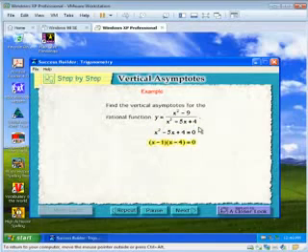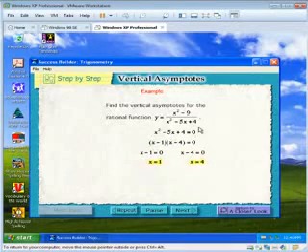To solve this equation, we must first factor the polynomial and then set each factor equal to 0. This gives two solutions for when the denominator is equal to 0, when x equals 1 and when x equals 4.